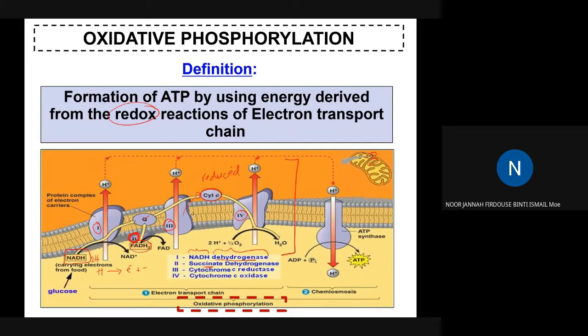So this enzyme, complex number 3, will reduce the cytochrome C by transferring the electron to the cytochrome C. Cytochrome C will then pass the electron to complex number 4. Complex number 4 is cytochrome C oxidase. So it is still about the cytochrome C, but when complex number 4 receives electron from cytochrome C, it means that cytochrome C is oxidized.